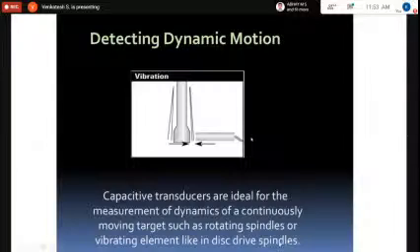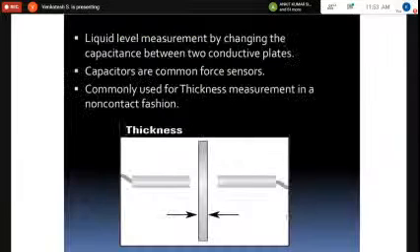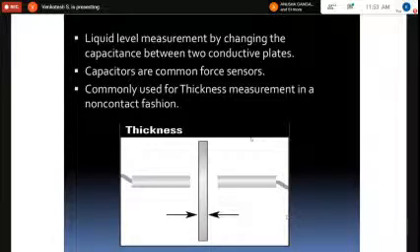CD reader, disk drive. There, the capacitance transducer transduces the variations of the disk drive spindle with respect to the disk, and then it can be transduced. Liquid level measurement: two capacitive transducers are brought in, and as the liquid level increases or the thickness of the material varies, it can be easily transduced.